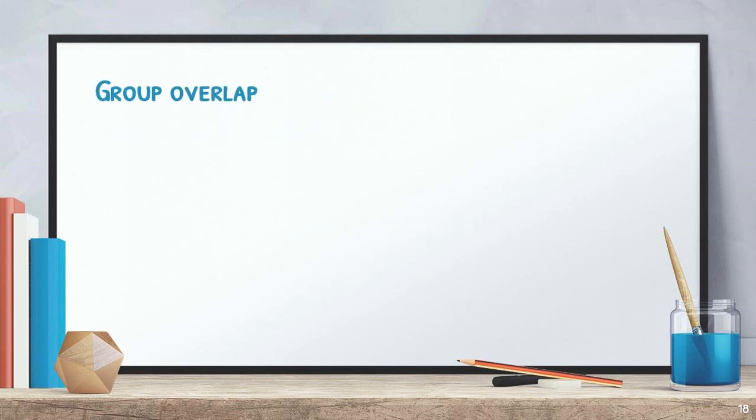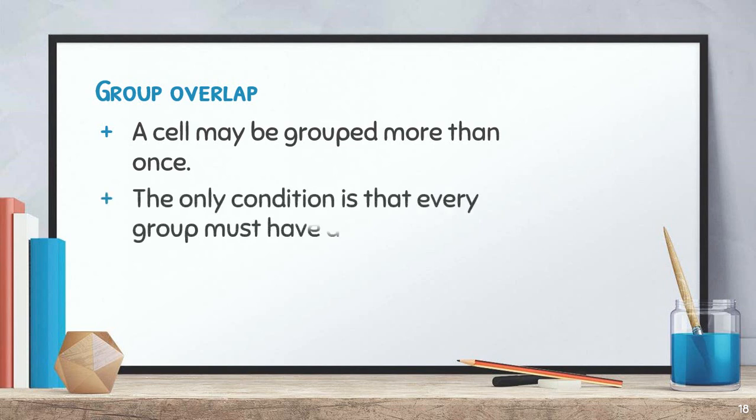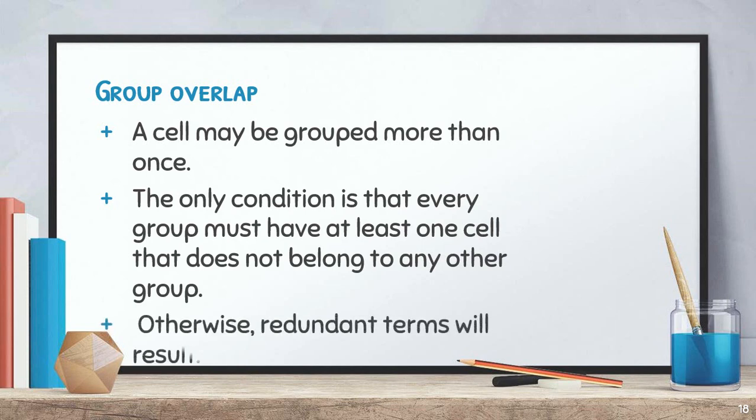Next condition: how to do group overlap. In the KMAP, a cell may be grouped more than once. That means we can overlap, or make a group even when a group is already there; another grouping is still possible. But there is a condition. The group must have at least one cell that does not belong to any other group. If you are making a new group, it should have one cell that does not belong to another group. If you check an example, you will get to know what exactly this means.